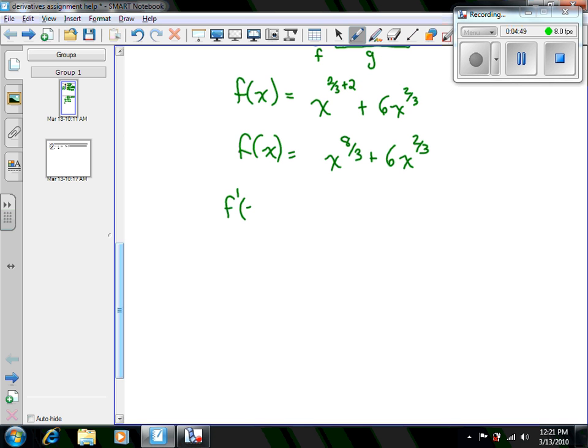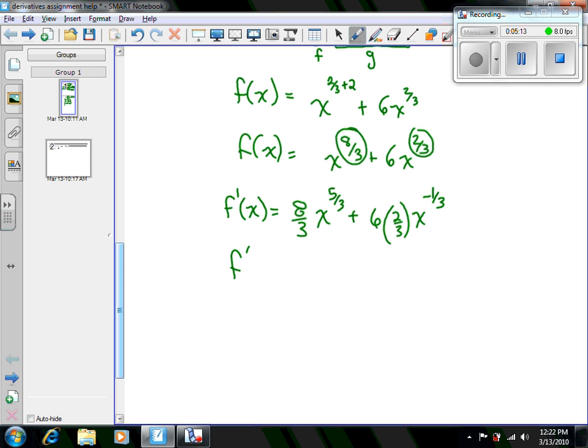So to do the derivative, f prime now, you just use the power rule: drop the 8/3 down as a coefficient, x, subtract 1 from the power, 8/3 subtract 3/3 is 5/3. Then I keep the 6. 2/3 comes down as a coefficient, so I have 2/3 x to the minus 1/3 when I subtract 1 from 2/3. Simplifying a little bit, f prime of x, we have 8/3 x to the 5/3 plus 4x to the minus 1/3, because 6 times 2 is 12, divided by 3 is 4.